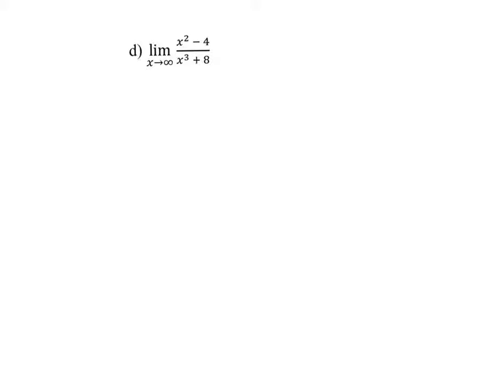Alright, next question, same thing. You want to look for the highest power in the top and the highest power in the bottom. You have x squared over x cubed. It's heavier on the bottom, meaning that the whole thing is going to be pulled to 0.